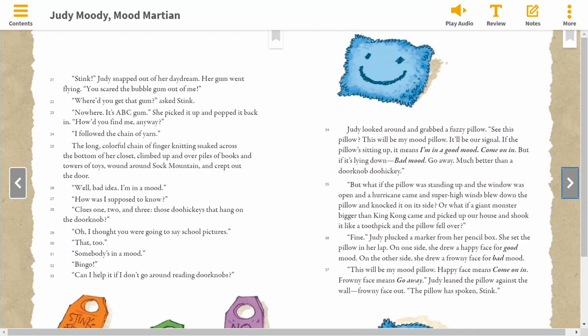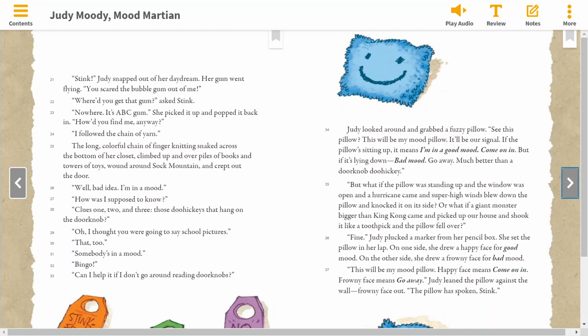"Well, bad idea. I'm in a mood." "How was I supposed to know?" "Clues 1, 2, and 3. Those doohickeys that hang on the doorknob." "Oh, I thought you were going to say school pictures." "That too." "Somebody's in a mood." "Bingo! Can I help it if I don't go around reading doorknobs?"